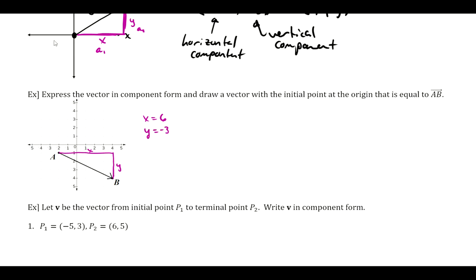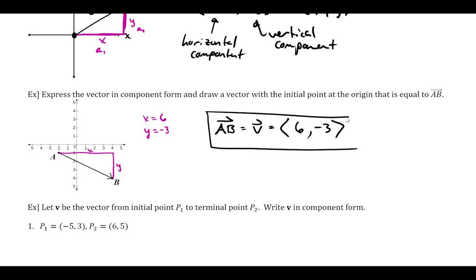And so our vector AB, which again, usually we'd abbreviate and just say V, or some other letter, so we might use U or W. But it is 6 to the right, so 6, comma, and it's down 3, -3. So that is the vector in component form.